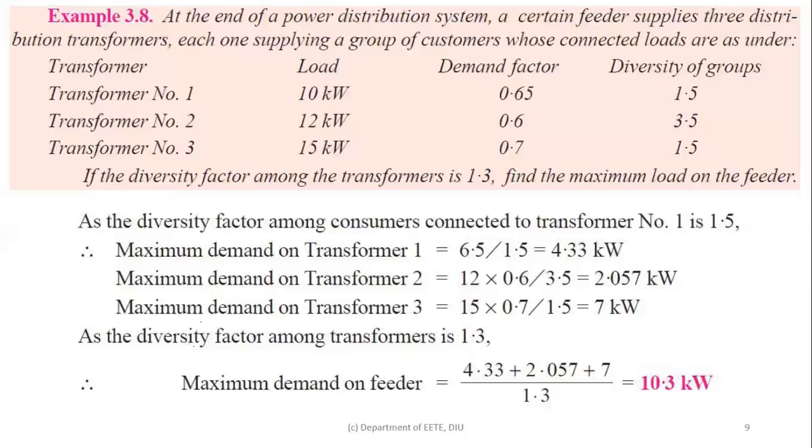So I think you have understood the process. You will first identify the maximum demand for transformer 1, then transformer 2, then finally transformer 3, then the sum of their maximum demands divided by the diversity factor, and you will get the maximum demand on the feeder.